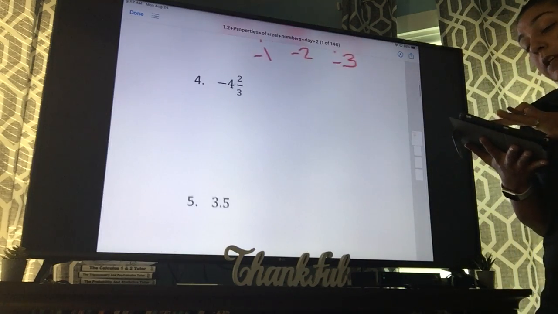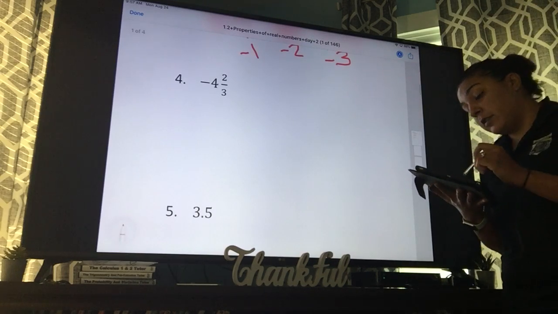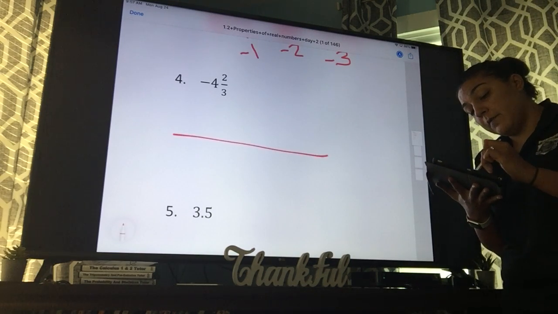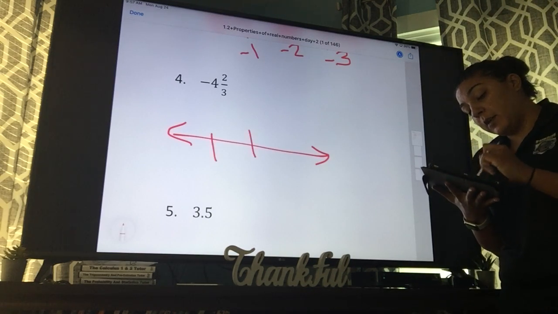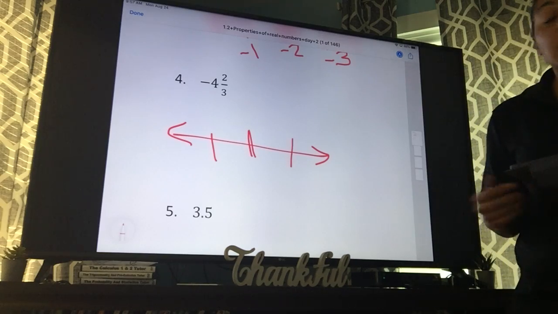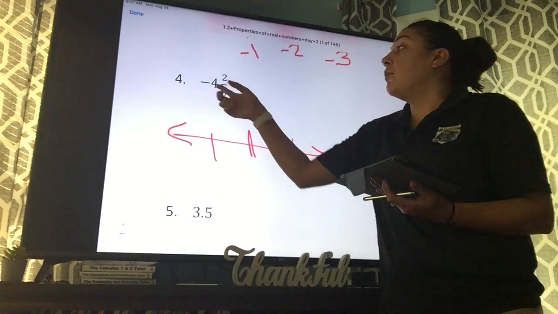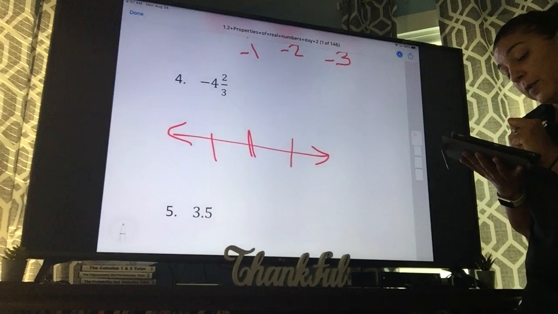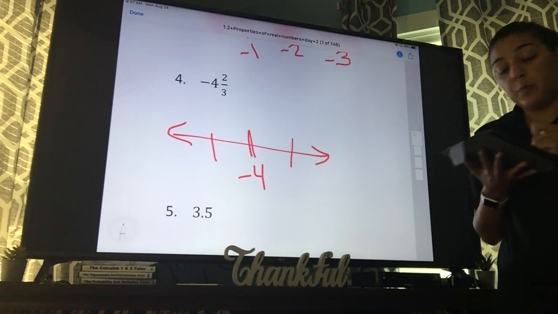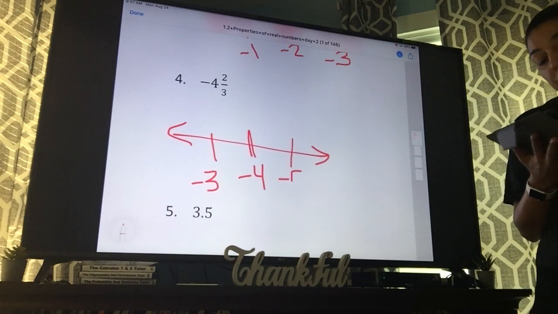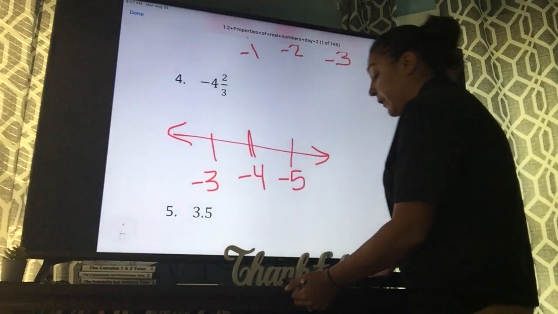Okay, the next one is -4 2/3. So, same thing. Draw your number line and 3 tick marks. Okay, we know that our center point is going to be the nearest whole number. So, you know your center point is going to be -4. And you go 1 up, 1 down. So, -3, -5. Okay, we need to figure out what that is.